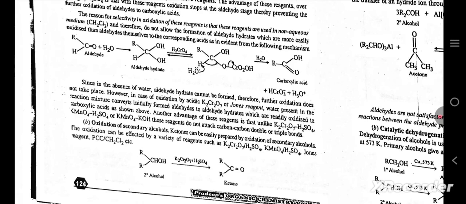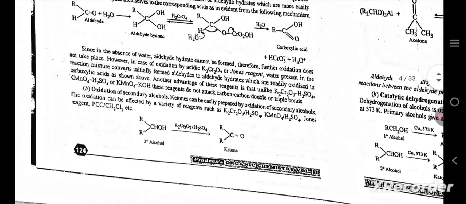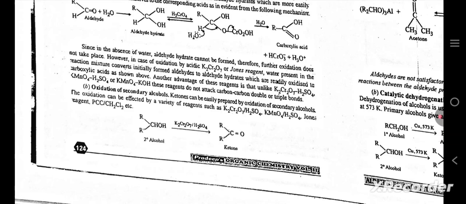The reason for selectivity in oxidation by these reagents is that they are used in non-aqueous medium and therefore do not allow the formation of aldehyde hydrates, which are more easily oxidized than aldehydes themselves to the corresponding acids, as is evident from the following mechanism. Since in the absence of water, aldehyde hydrate cannot be formed, further oxidation does not take place. However, in case of oxidation by acidic K2Cr2O7 or Jones reagent, water present in the reaction mixture converts initially formed aldehydes to aldehyde hydrates, which are readily oxidized.